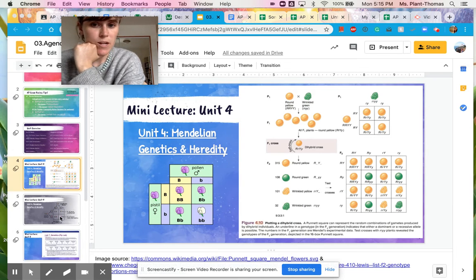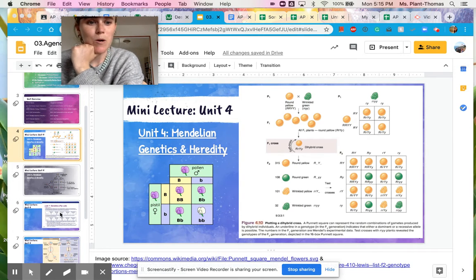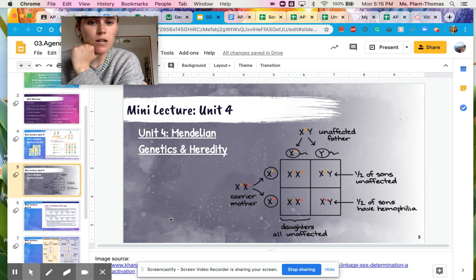Okay, I'm going to continue forward, but I am going to talk a little bit more about dihybrid crosses in a moment or two. So next we talked about sex linkage.